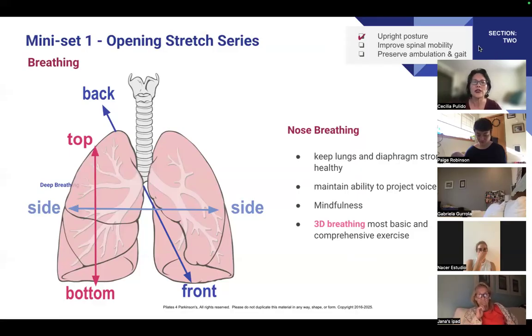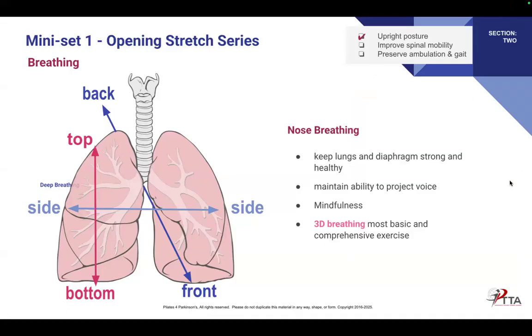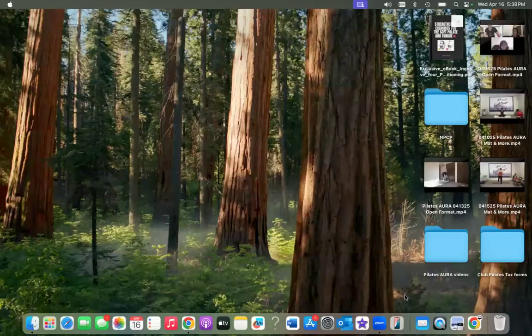All right, so let's talk for a moment about the opening stretch series. In the opening stretch series, we have breathing as the first thing, and we need to understand why that is so important. One of the first things when you intake a client is you're going to notice how they breathe. So you want to take a note of how they're breathing, make a note for yourself of what you're seeing.